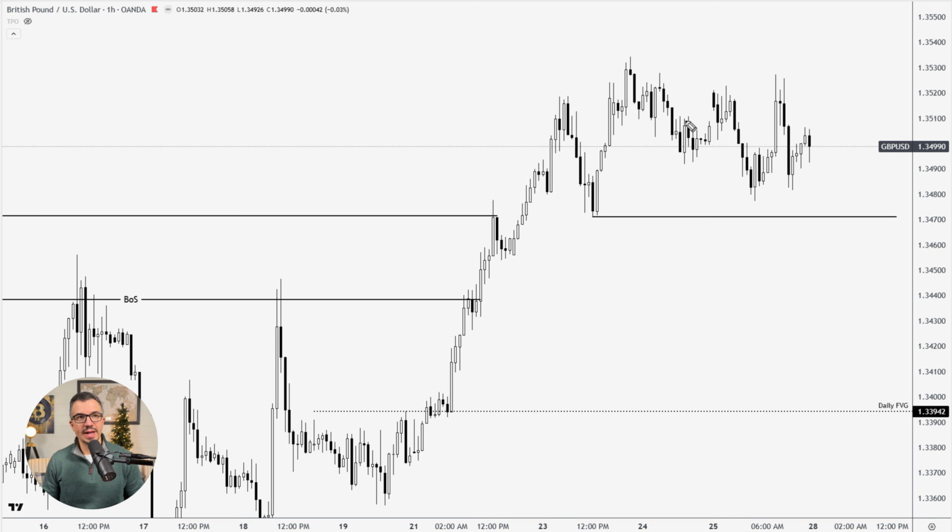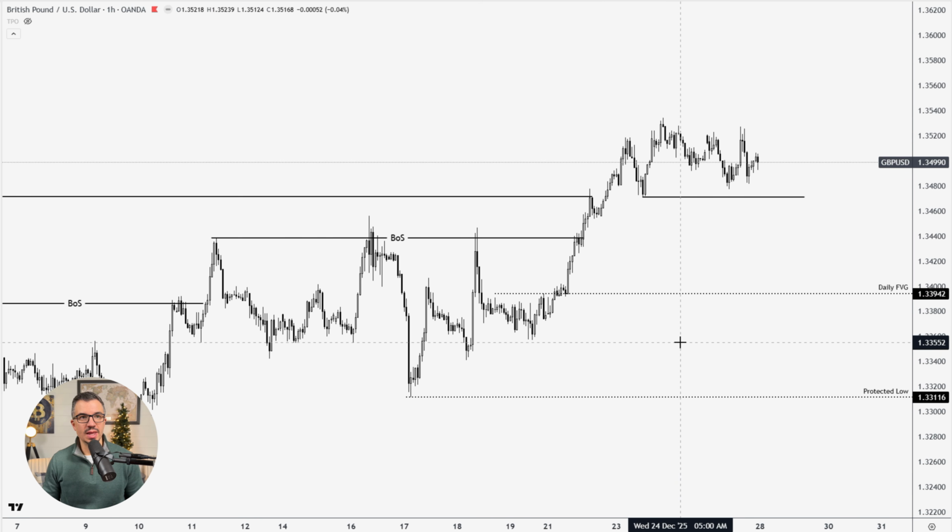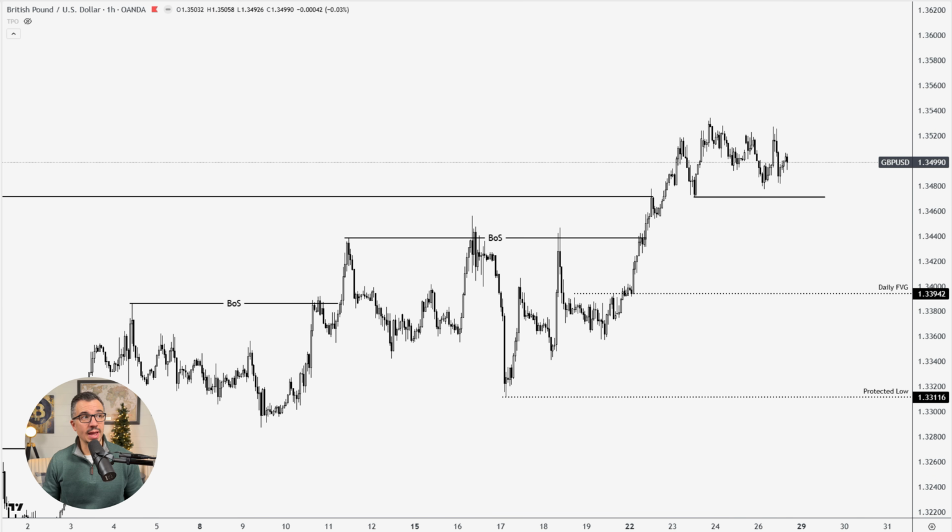Now, with that said, though, I think that when you look at this trend, I can't sit here and say that if we were to close below here, this trend is over. There's nothing here on the chart to make me think that. This, again, is the last low. This is the protected low back here, okay? And everything between here, in my opinion, is internal.